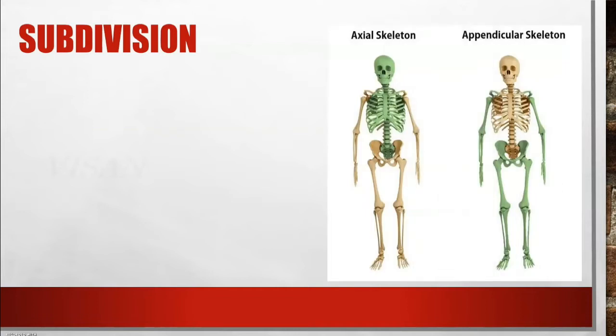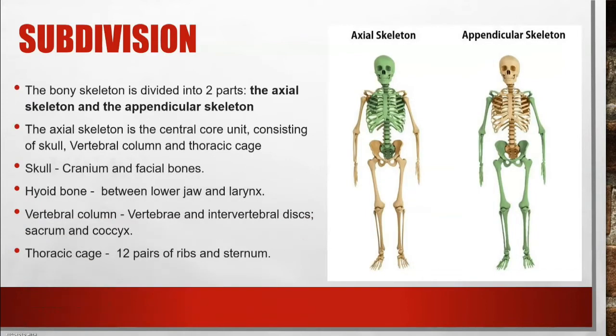The skeletal system is divided into two parts, the axial skeleton and the appendicular skeleton. The axial skeleton is the central core unit, which consists of the skull, which forms the face as well as the cranium, along with the mandible, and the hyoid bone, which is present just below the mandible, and the whole vertebral column from the neck to the hip region along with the intervertebral discs, and the ribs and the sternum, which form the thoracic cage. So altogether, the bones present in the midline of the body form the axial skeleton.